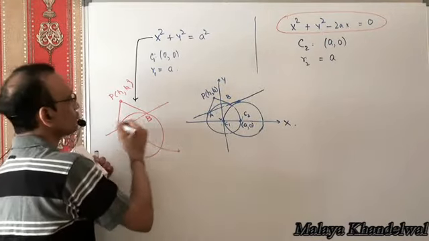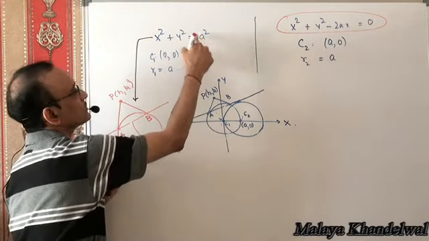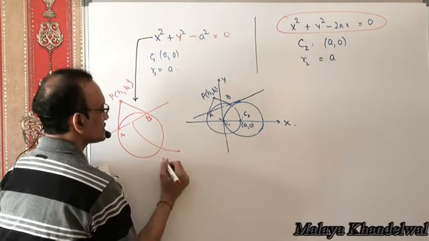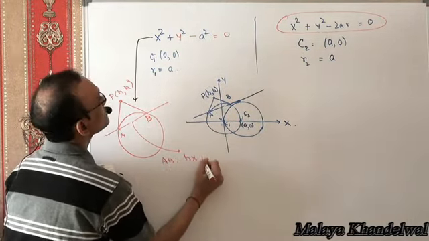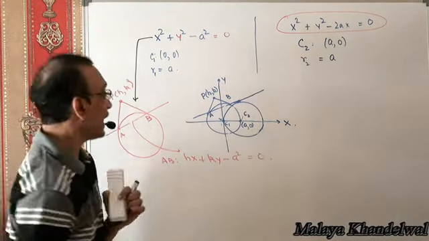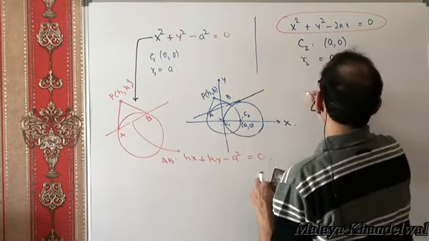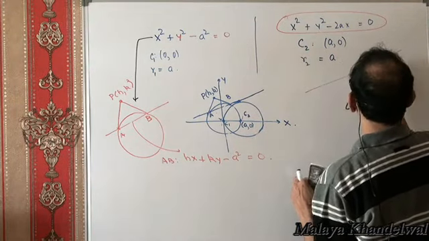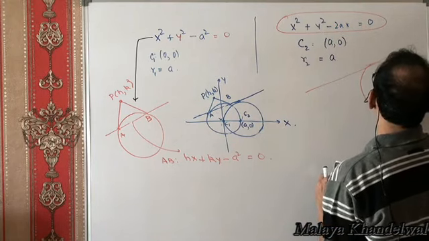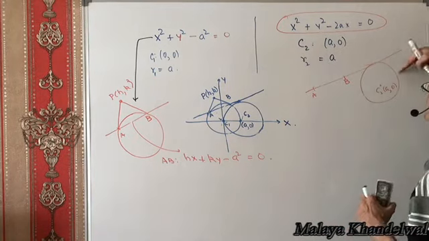AB is the chord of contact of this circle with respect to P. So the chord of contact with respect to P is hx plus ky minus a squared equals 0. That is AB. And this line AB is a tangent to the other circle, whose center is C2 (a, 0), so it touches this other circle.